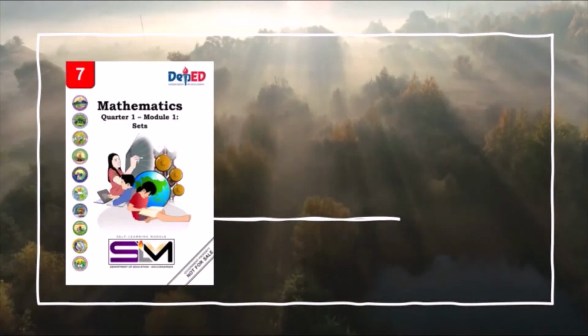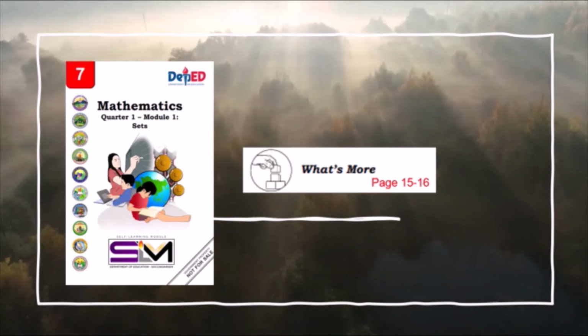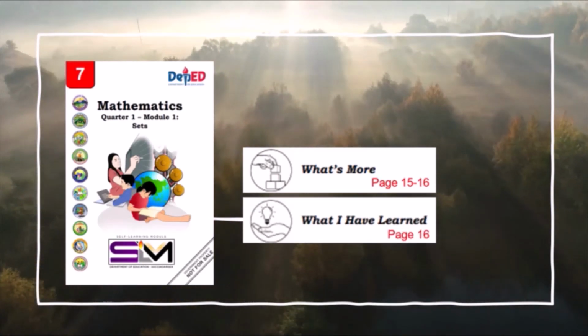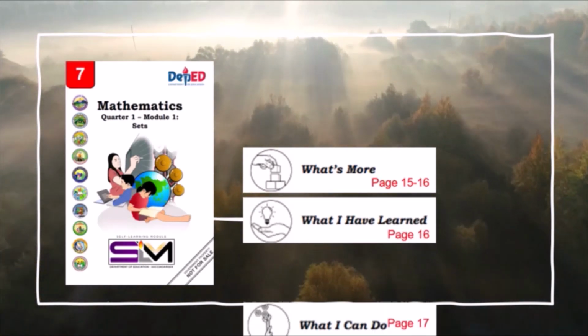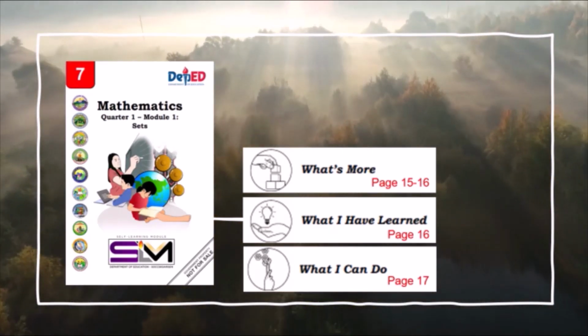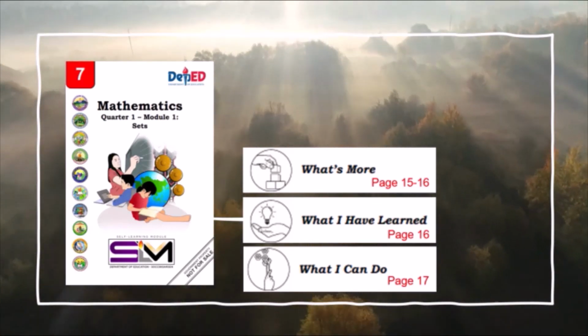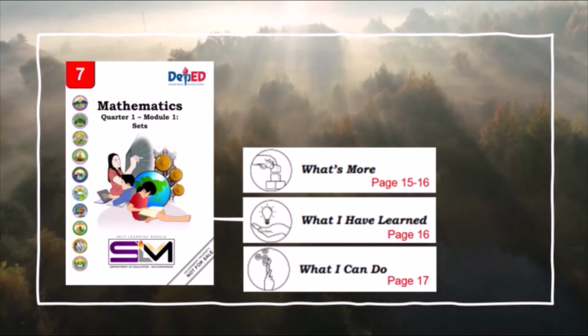Now, for your skill enhancement, get your self-learning material and answer What's More on pages 15 to 16, What I Have Learned on page 16, and What I Can Do on page 17. Write your answers in your activity notebook, and after answering the activity, you may check your answers on pages 21 to 23.